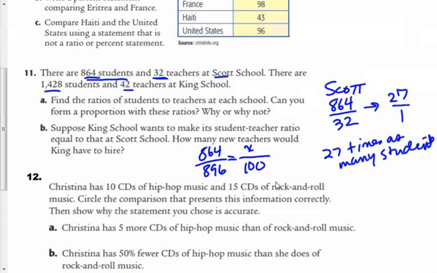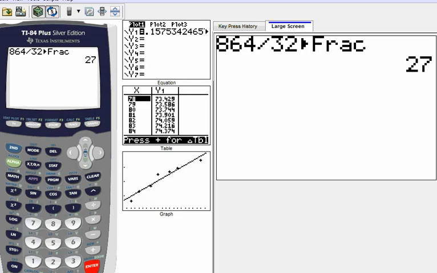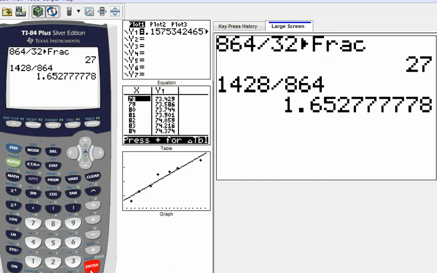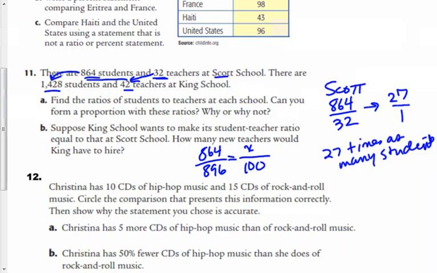And we could do some other comparisons, like we could say there are 10 more teachers at King School than at Scott School. If I divide 1,428 by 864, it looks like there's about 1.65 times as many students in King School than at Scott School. So some different ways to interpret that information. All right, I'll let you finish that up.